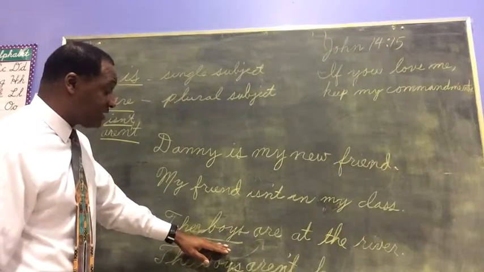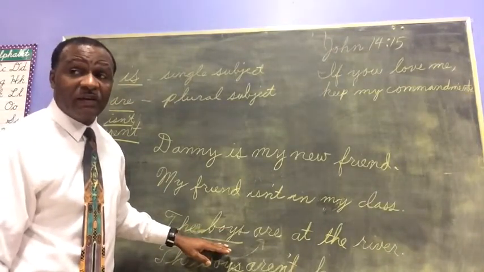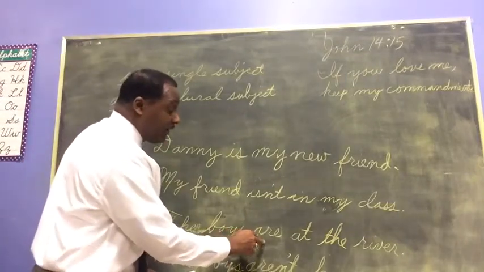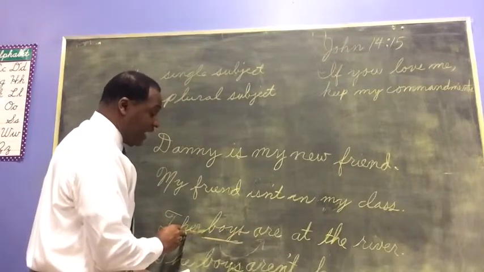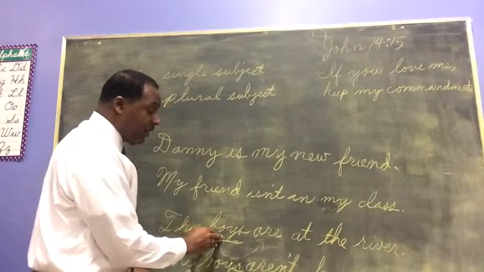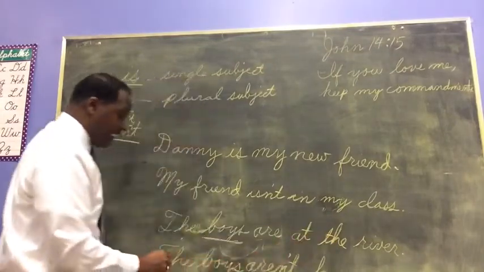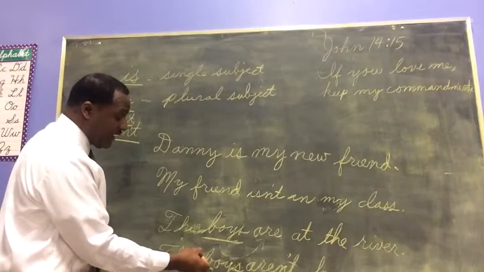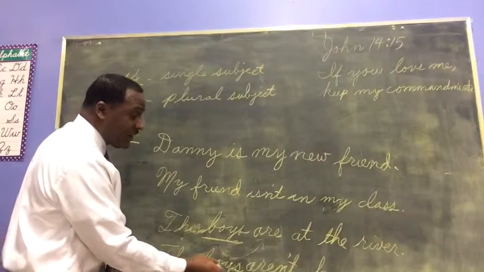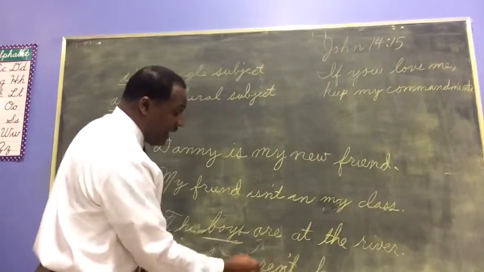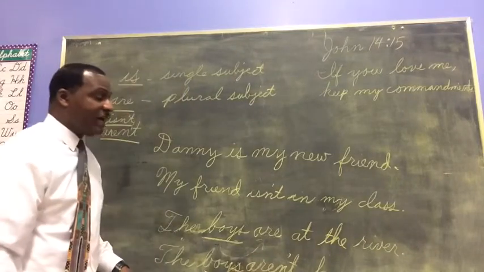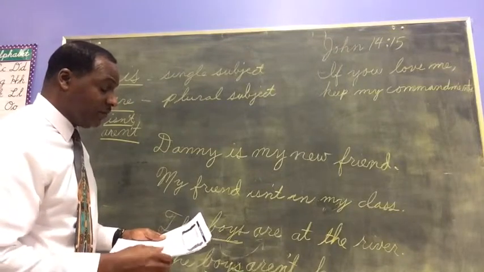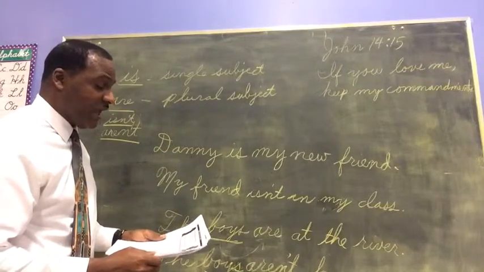What's the subject of this sentence right here? I have it underlined. Go ahead, Brown. Boys. Okay, so boys would be used with a plural verb, and that plural verb would be are. So we're talking about the boys are at the river. In this case, we have the same plural subject again. The boys aren't home now, and that would be are not, meaning are not home right now. So in those examples, we would use is, are, isn't, and aren't.